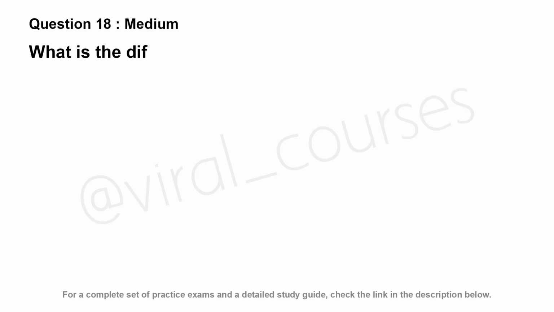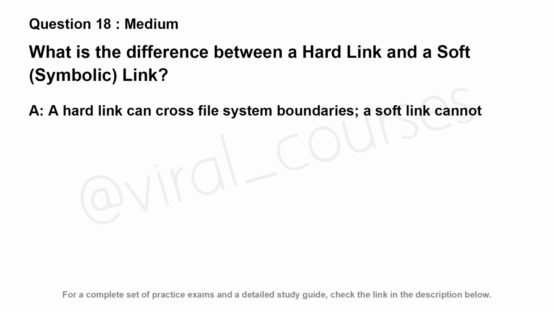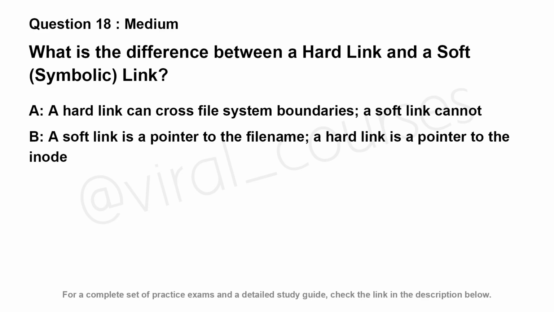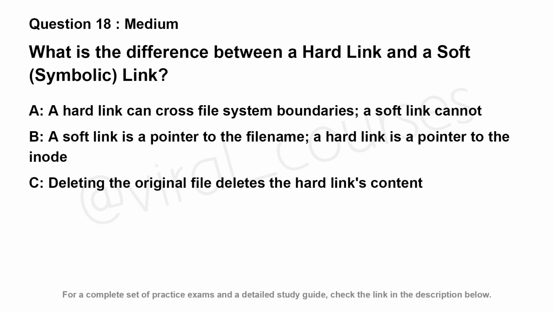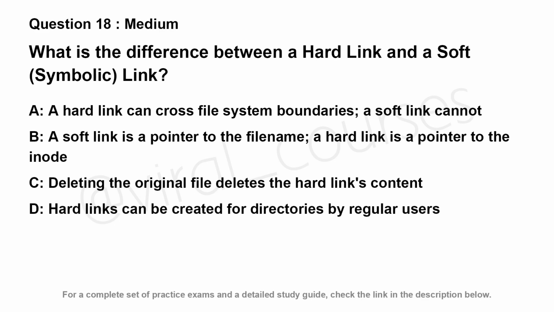What is the difference between a hard link and a soft, symbolic link? Option A. A hard link can cross file system boundaries. A soft link cannot. Option B. A soft link is a pointer to the file name. A hard link is a pointer to the inode. Option C. Deleting the original file deletes the hard link's content. Option D. Hard links can be created for directories by regular users.